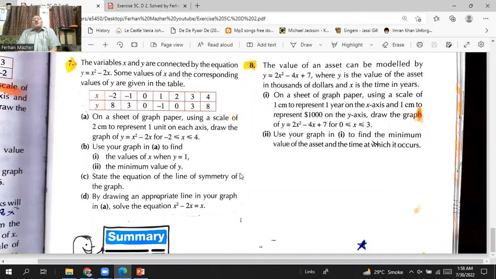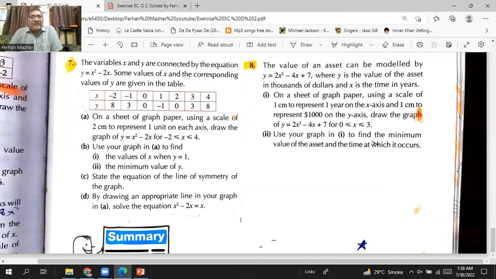It says the value of an asset can be modeled by y equals 2x squared minus 4x plus 7, where y is the value of the asset in thousands of dollars and x is the time in years. On a sheet of graph paper using a scale of 1 centimeter to represent 1 year on the x-axis and 1 centimeter to represent $1,000 on the y-axis, draw the graph y equals 2x squared minus 4x plus 7 for x greater than or equal to 0 and less than or equal to 3.